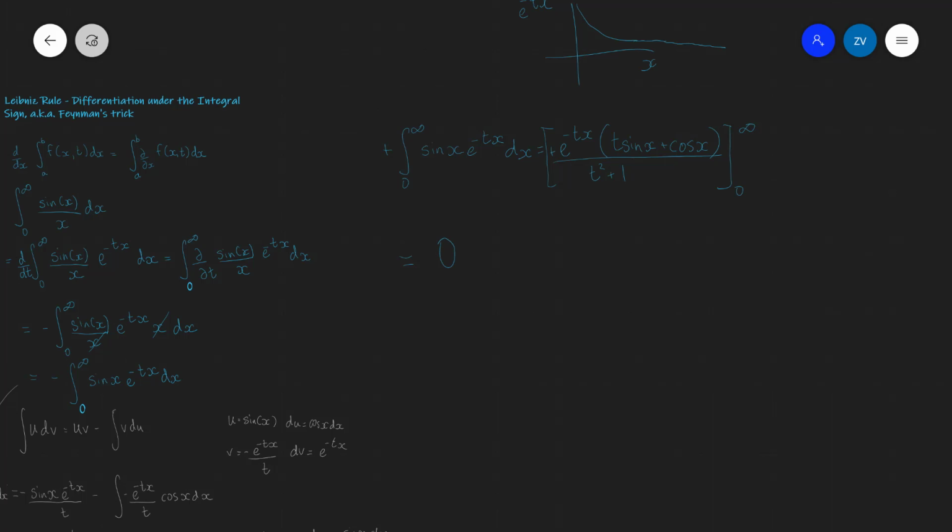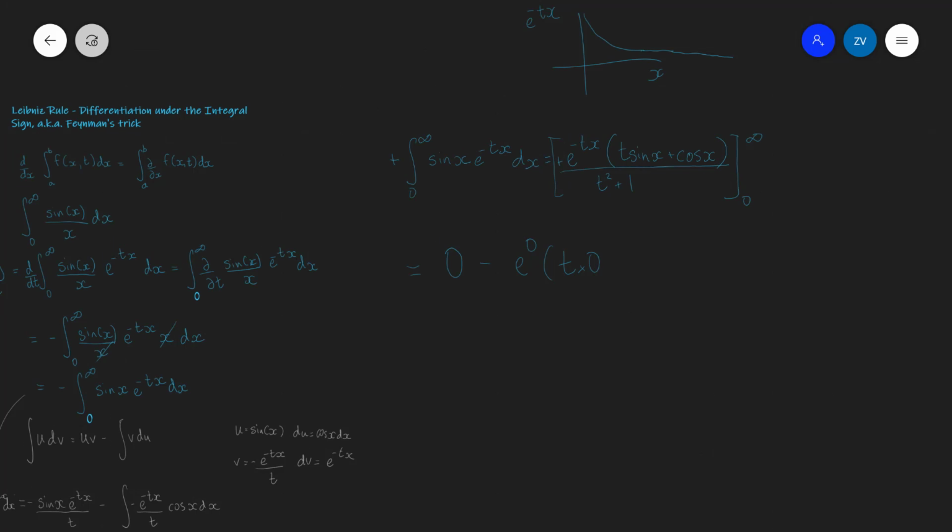From that, we need to take away our function evaluated at 0, which is our second boundary, or our first boundary, for the definite integral. Well, this will be equal to minus e to the minus 0, or let's just say 0, of course, multiplied by t times sine of 0, which is 0, so this whole term will actually be 0, plus cosine of 0, which is just 1.